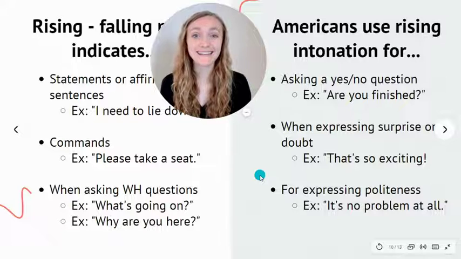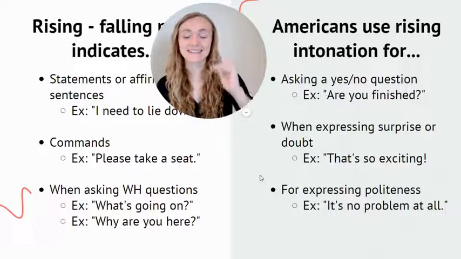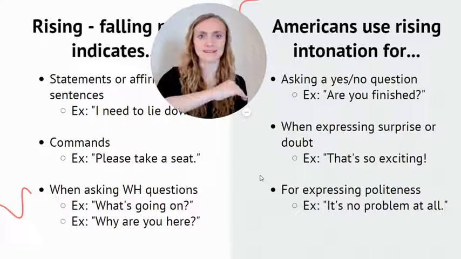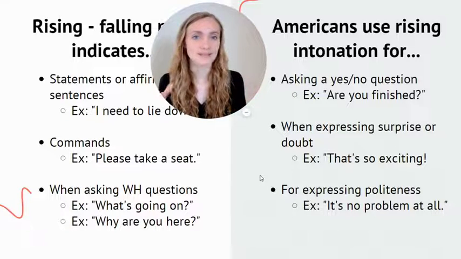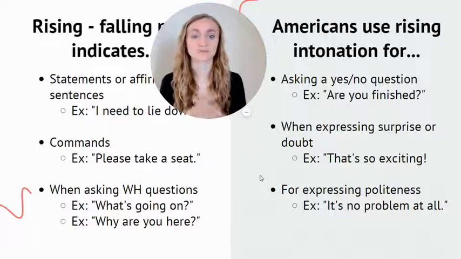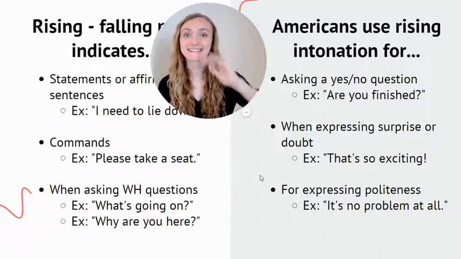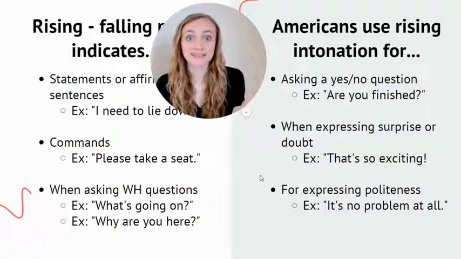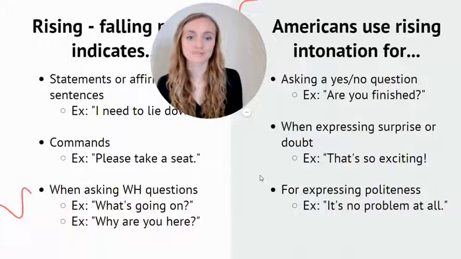So, wow, that's so exciting. Versus if I use rising to falling intonation for that, and I say it just like a declaration, it doesn't sound like I'm excited, right? It just sounds like a statement. That's so exciting. Versus, that's so exciting. So when I rise my intonation there, when I go up, I'm showing that I'm excited, okay? I'm showing a different mood or different emotion.